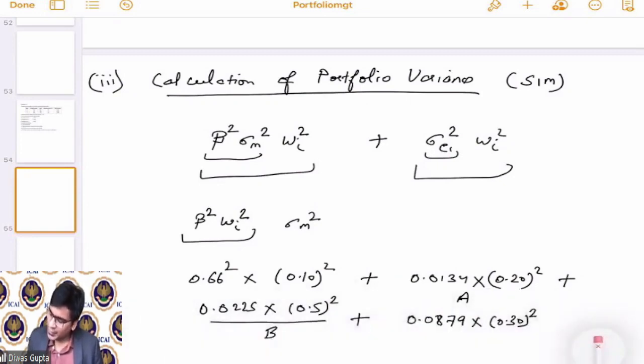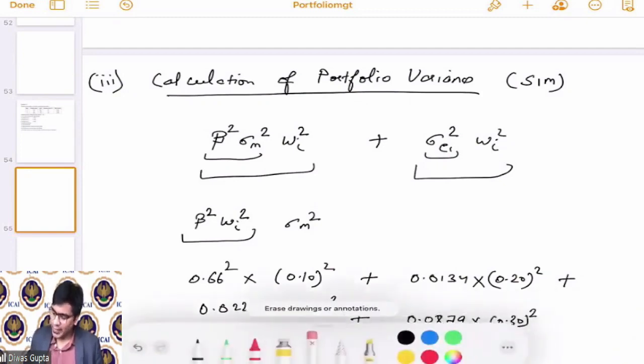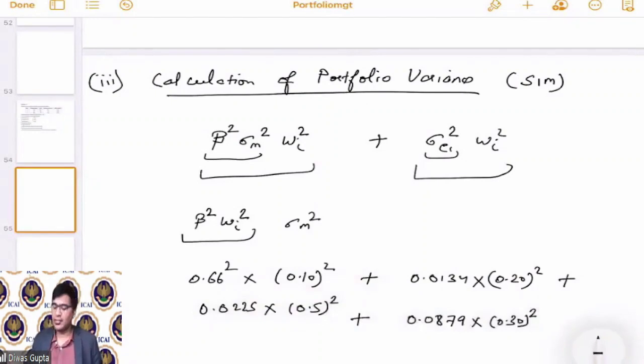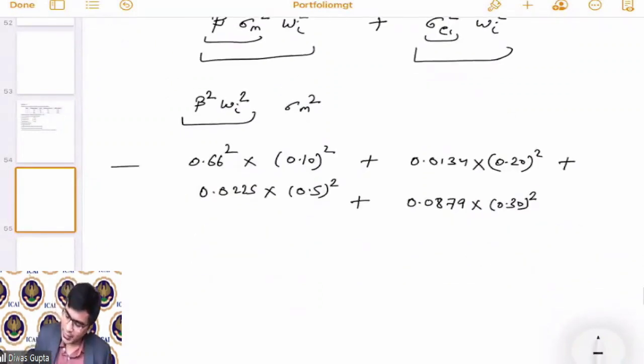I'm just removing this so that there is no confusion, because it might look like we are dividing it, but we are not dividing it. We are just taking a summation of it. Okay. So the portfolio variance comes out to be, if we solve this, 0.0184.